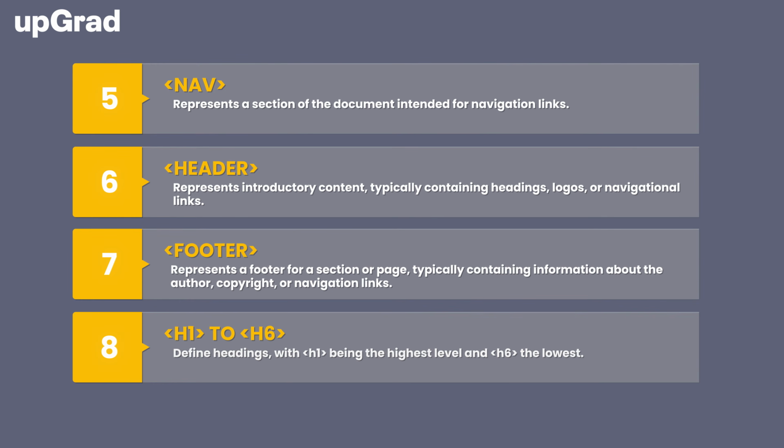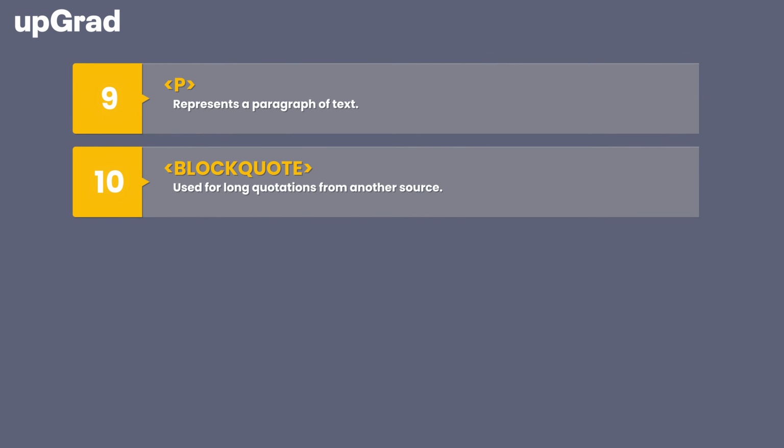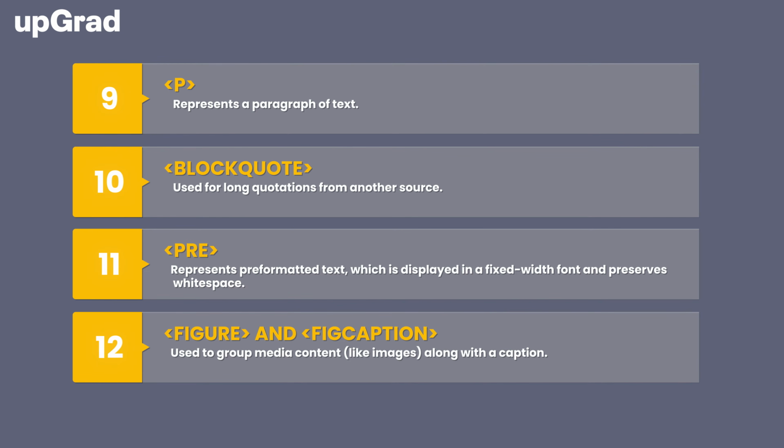H1 to H6 tags define headings, with H1 being the highest level and H6 being the lowest. P tag represents a paragraph of text. Blockquote tag is used for long quotations from another source. Pre tag represents pre-formatted text which is displayed in a fixed width font and preserves white spaces. Figure tag and figcaption tag are used to group media content like images along with a caption.